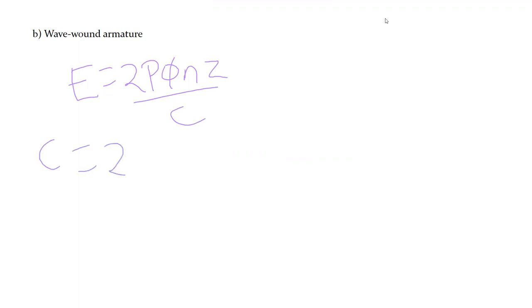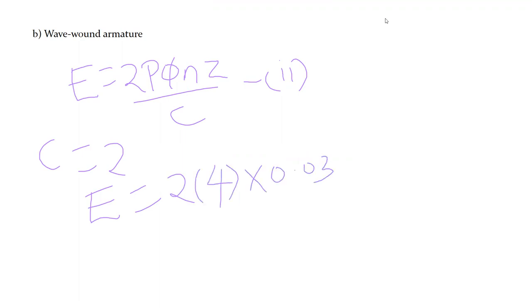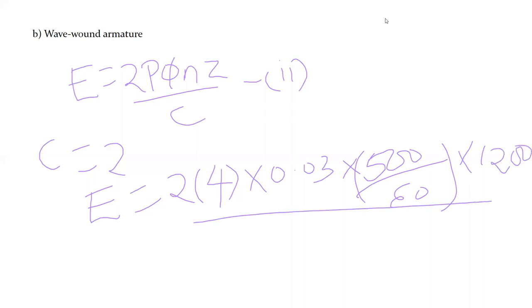Now, substituting in our equation, let's say this is our equation 2. When you substitute the values we were given, you find the EMF generated is equal to 2 multiplied by the number of pairs, here 4 pairs, multiplied by the flux 0.03, multiplied by the speed, which is 500 divided by 60. Then you multiply by the number of armature conductors, which is 1200, then you divide by 2.